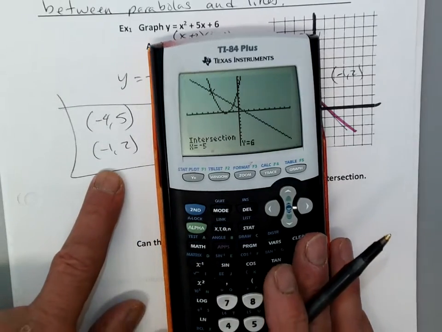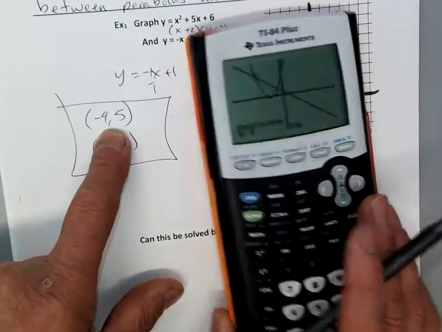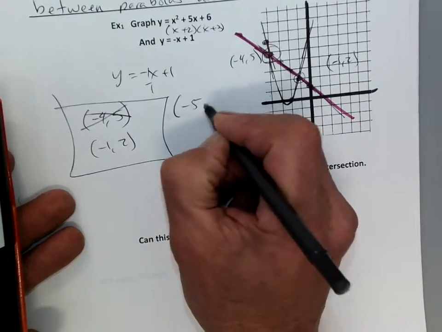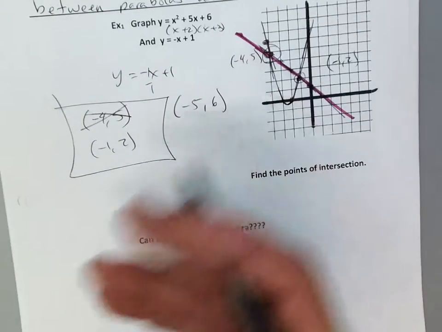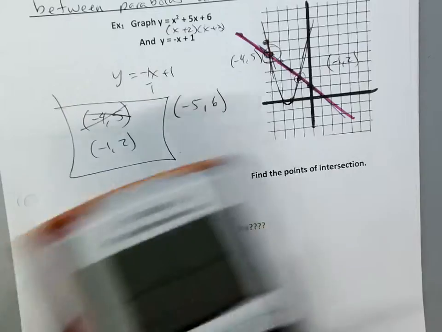Negative 5, 6. I am way off. I thought it was negative 4, 5. No, wrong. I was wrong. Guess what? It's at negative 5, 6. So guessing is not very good. It's not a good idea, is it? Okay. Now let's check my other one.